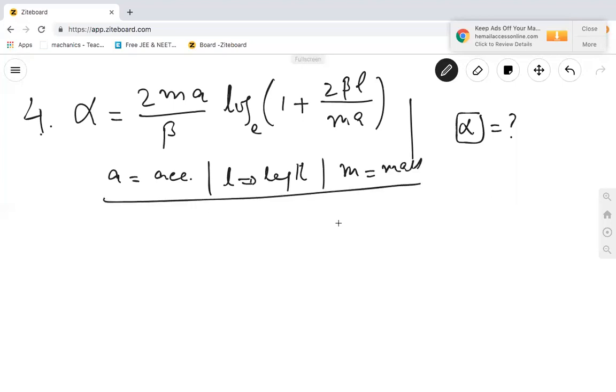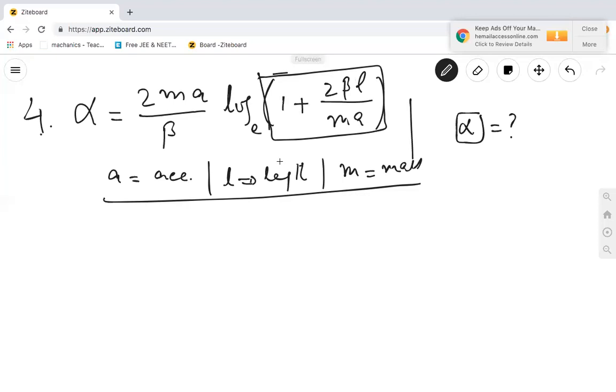This is the question that we have to do. Now see here. Can you tell me what is the dimension for this? Dimensionless, sir, because this log operates on something and becomes a number, on which it operates, dimensionless. So what about 1 plus 2 beta L by MA?